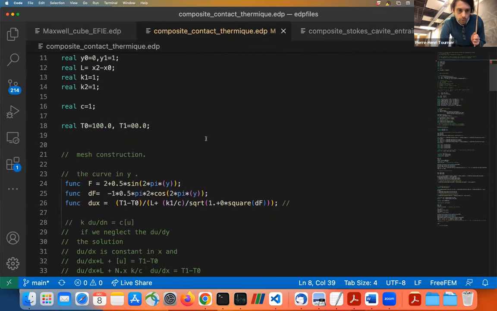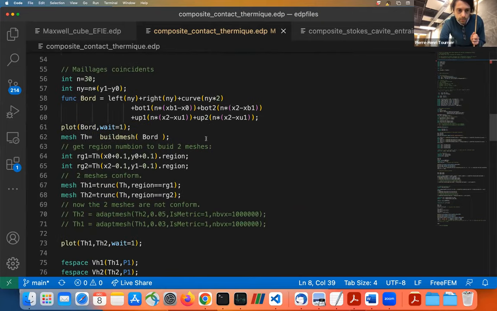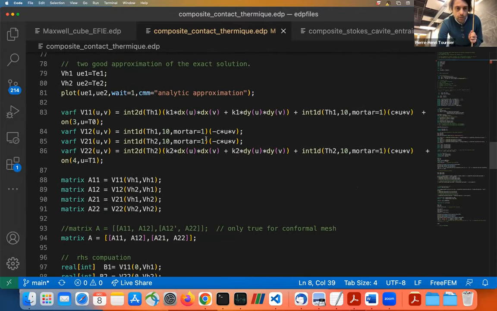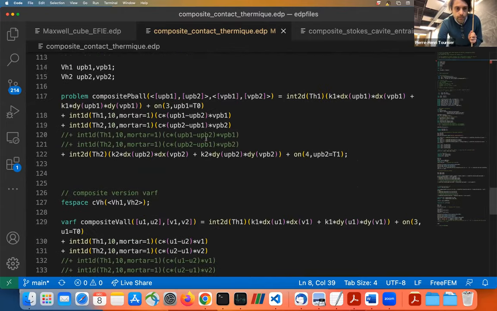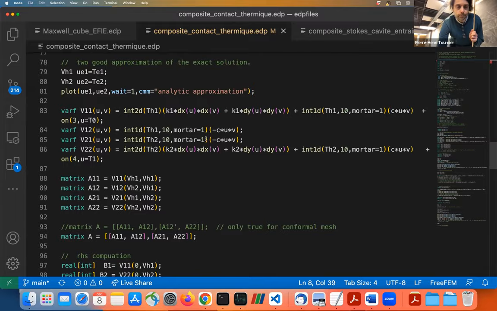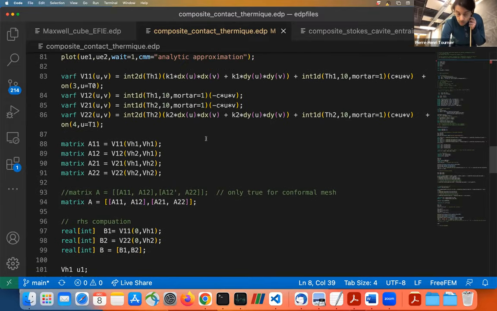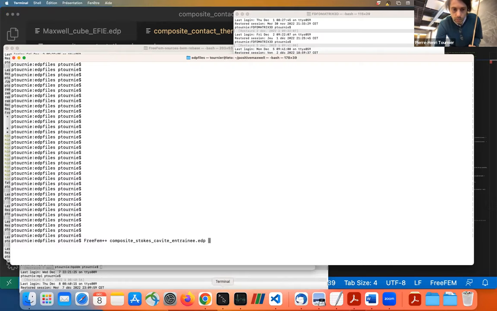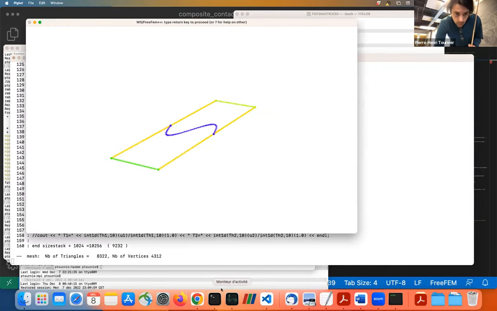Let me show you the code. This is what? Oui. Ouais, c'est peut-être on fait ça après, plus tard.